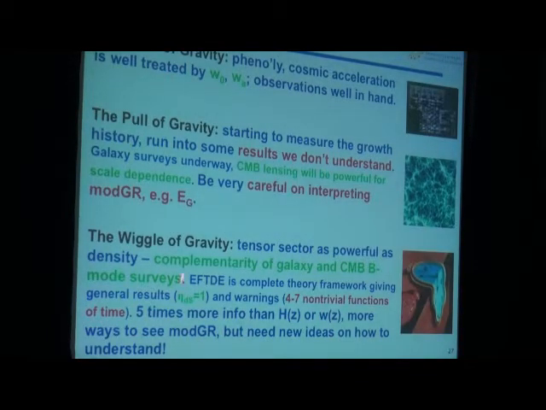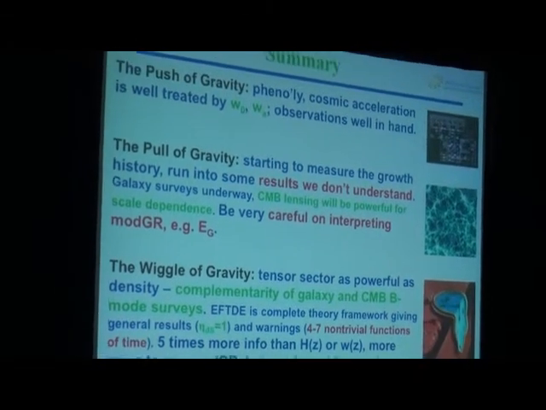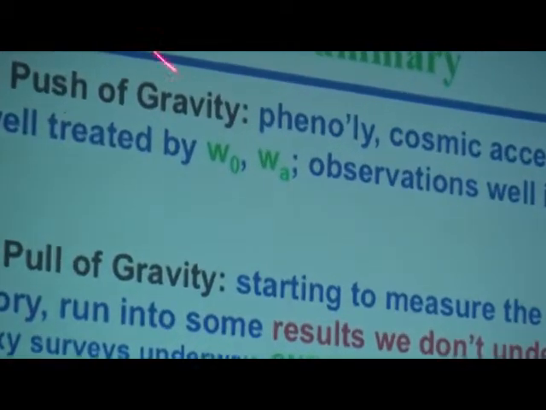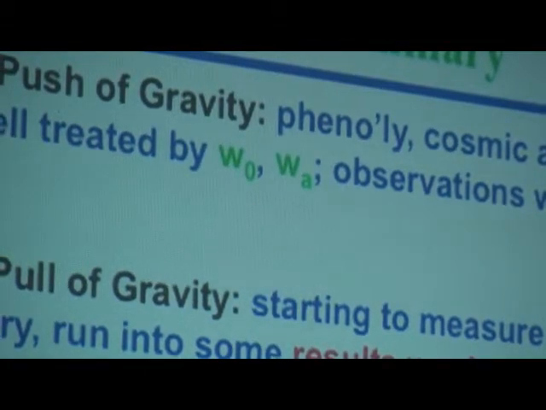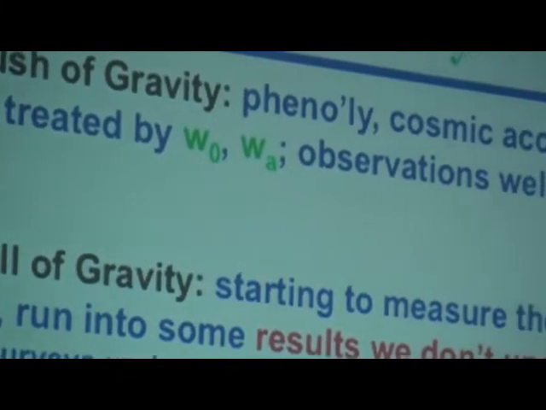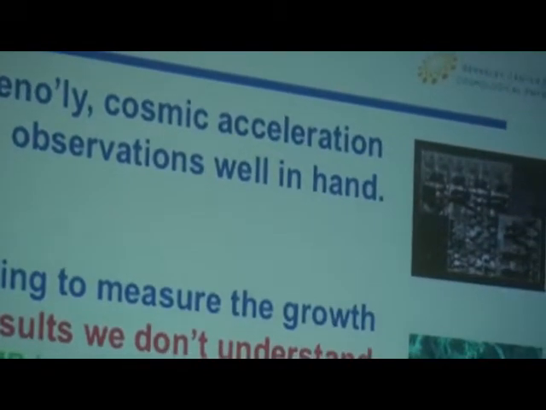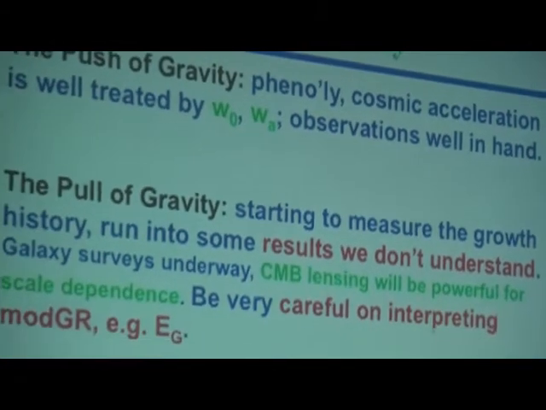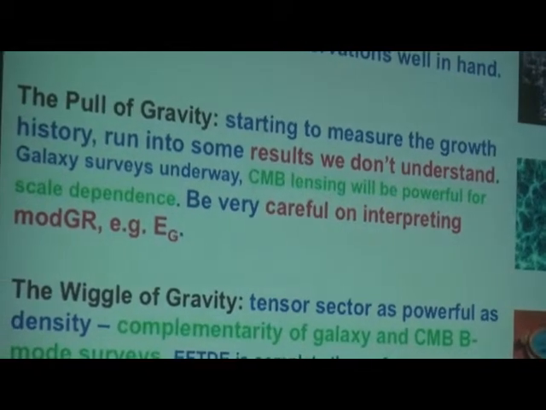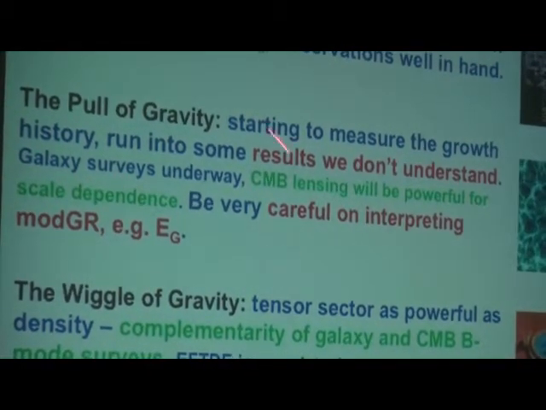So to finish up, I talked about three things: the push of gravity, cosmic acceleration, and dark energy. And there we've been enormously successful phenomenologically. We've been able to say that everything we want to know about the background cosmic acceleration, we can do by tightly constraining these two numbers, basically the phase space of these models. And observations are already well in hand. The BOSS experiment just finished. The Dark Energy Survey experiment is halfway through. The next generation, we have DESI and LSST. We are getting good data on that, as well as from the microwave background.